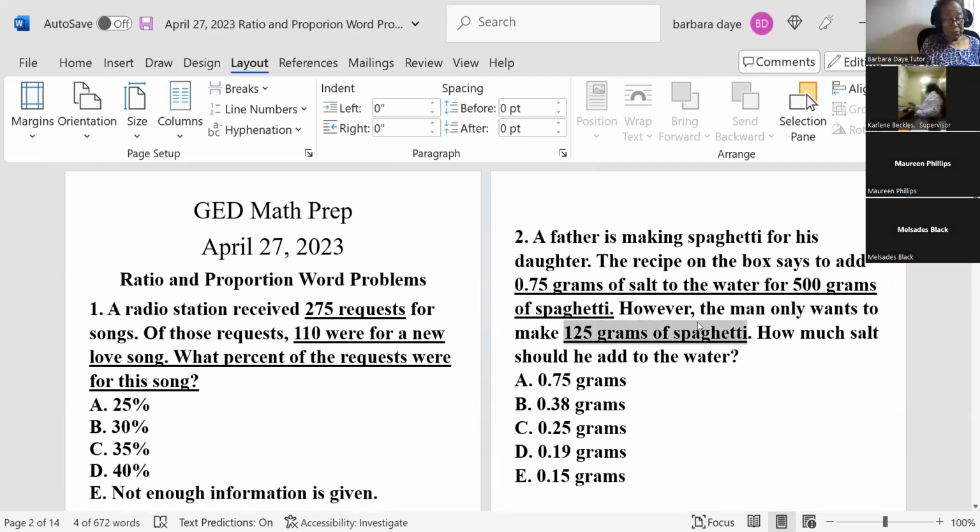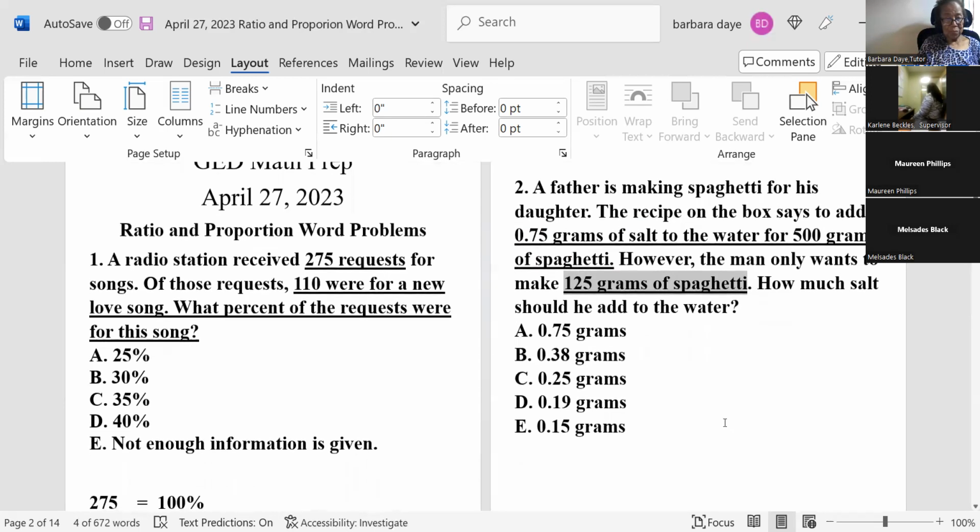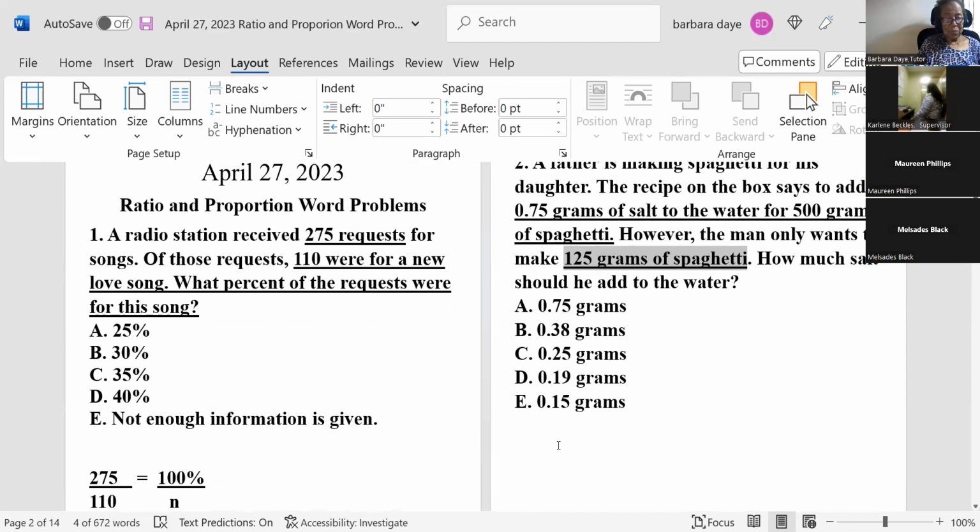Okay. So I would put 0.075 grams of salt, right? Do I do the salt first or spaghetti? When you say first, what do you mean? Like in the setup? Yeah, it doesn't matter as long as you keep them in order. Okay, I would put the ratio as spaghetti over salt, that is equal to spaghetti over salt. So I would put 0.075 grams of salt, right, over the 500 spaghetti.